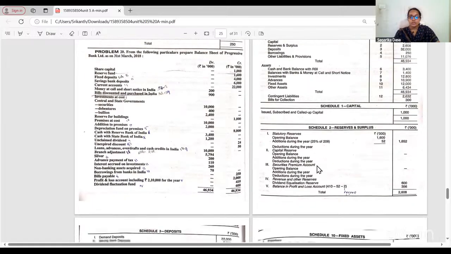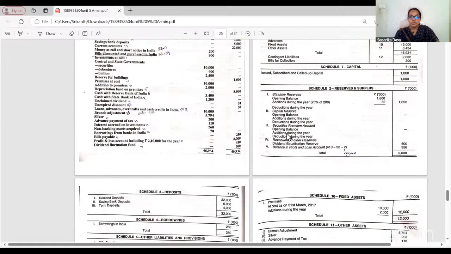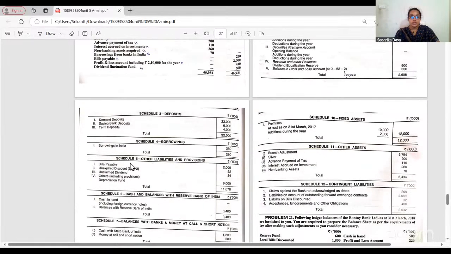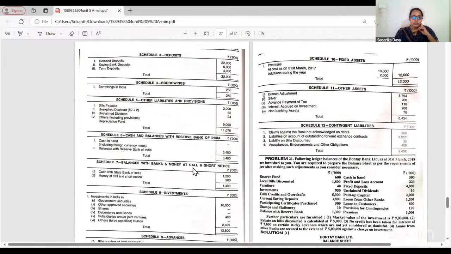So according to that, if you do the working notes: reserves and surplus, then deposits, borrowings. We have borrowings in India 250. Schedule 5 other liabilities: we have bills payable, unexpired discount, unclaimed dividend and other, that is depreciation fund. Total comes to 11,076. Schedule 6 is your cash and balances with RBI of India, that is 3,400. Balances with bank and money at call and short notice, schedule 7, comes to around 1,400.